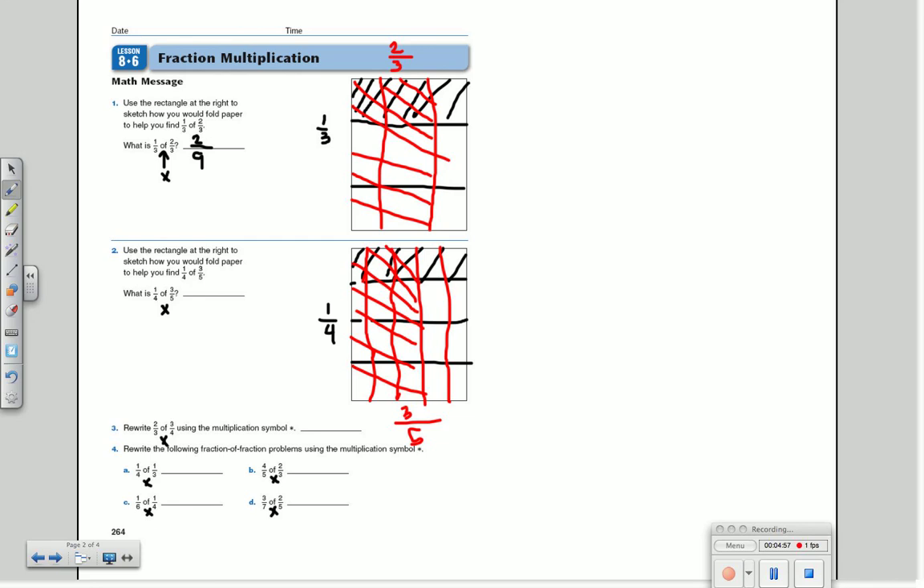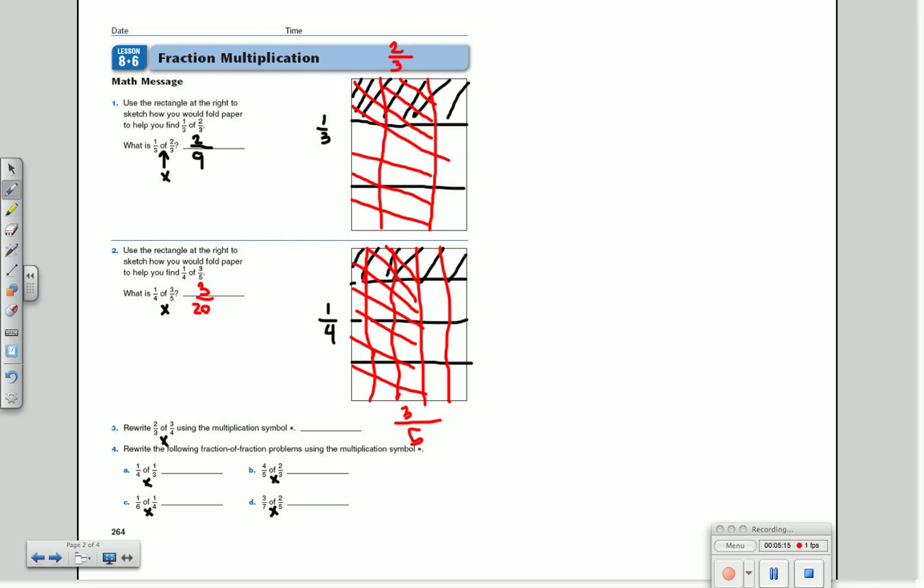Now, if I look at my picture, I have 1, 2, 3 boxes that are totally shaded in with both of the shades, and I have 20 boxes total if I were to count it up. Again, 1 times 3 is 3, 4 times 5 is 20.